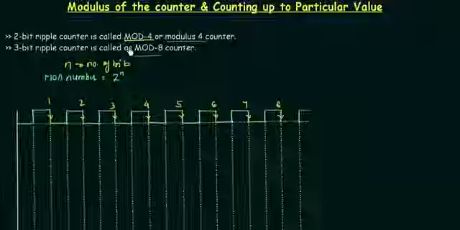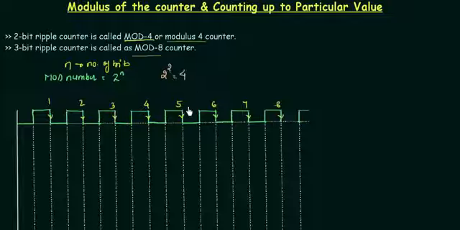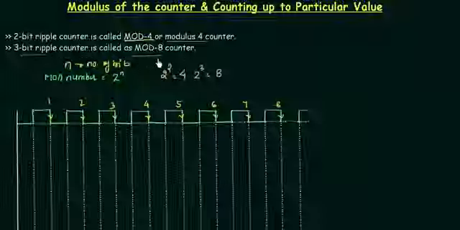Now let's see if we have calculated the correct mod numbers for our 2-bit and 3-bit ripple counters. If n is equal to 2, then the mod number for a 2-bit ripple counter is 2 to the power 2, and that is equal to 4. So the modulus 4 is a correct word to say for a 2-bit ripple counter. In the same way, if we have a 3-bit ripple counter, the n will be 3, then 2 to the power 3 gives me 8.